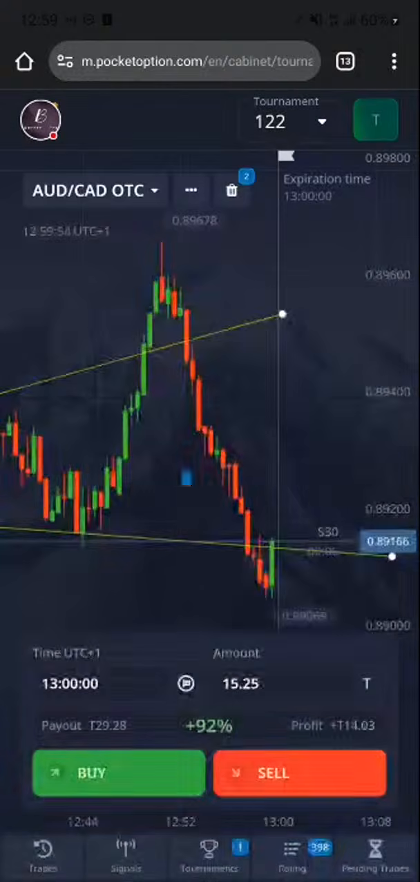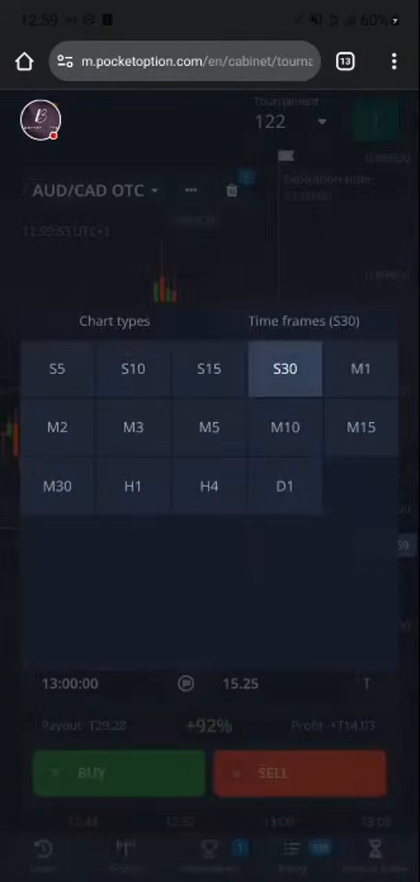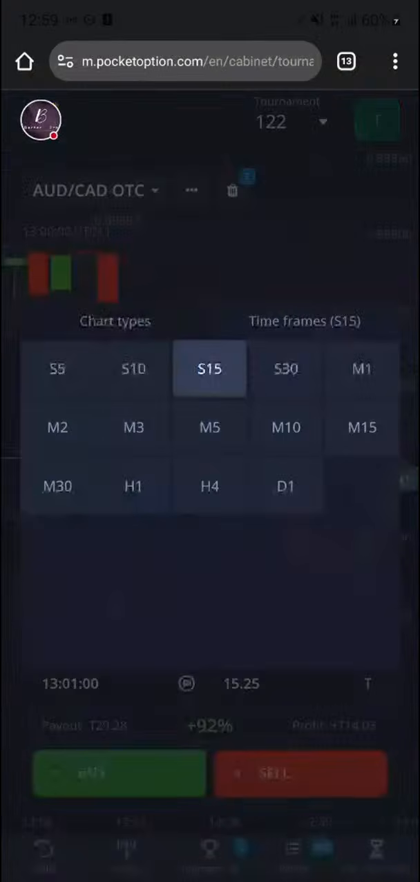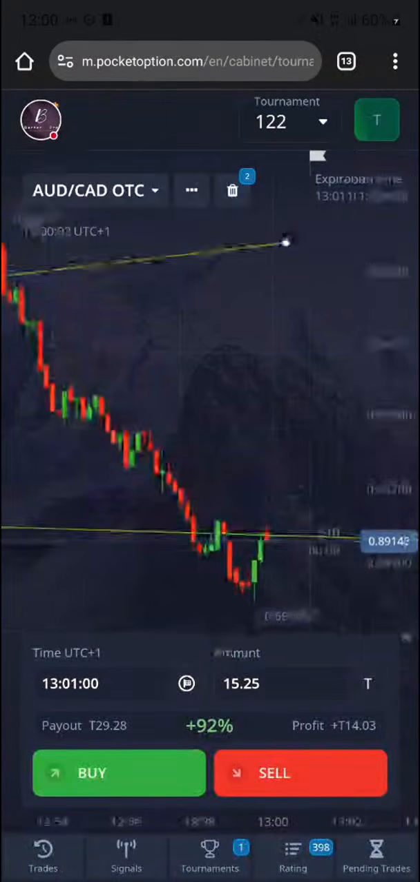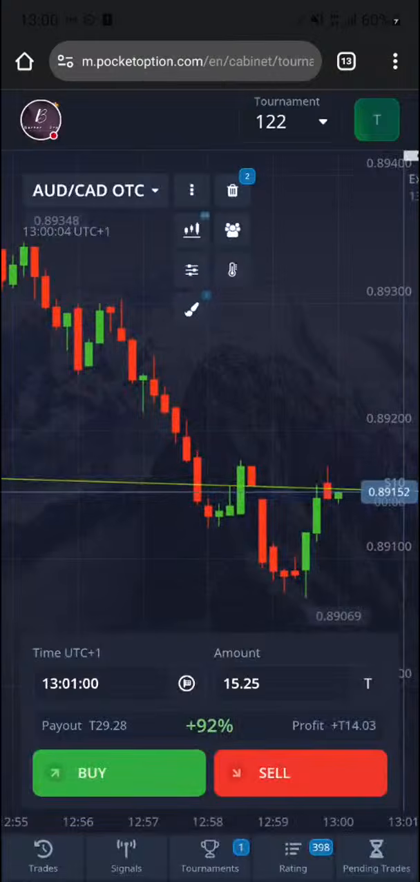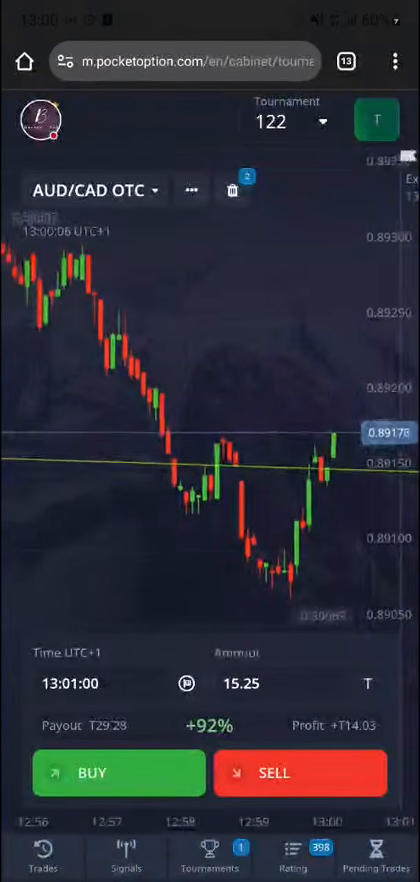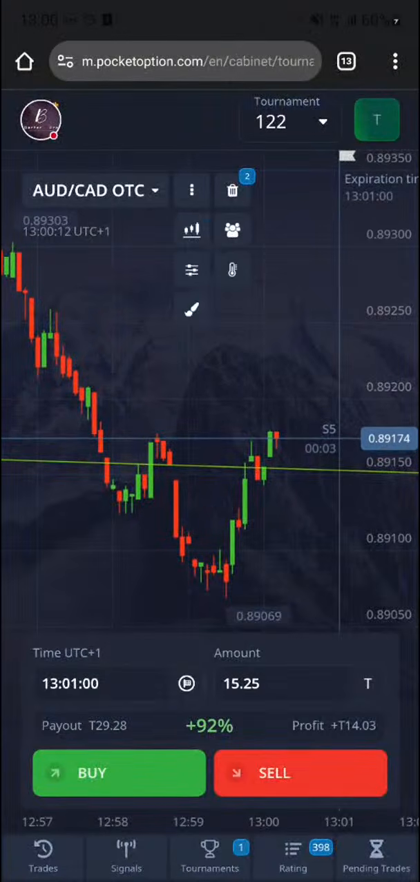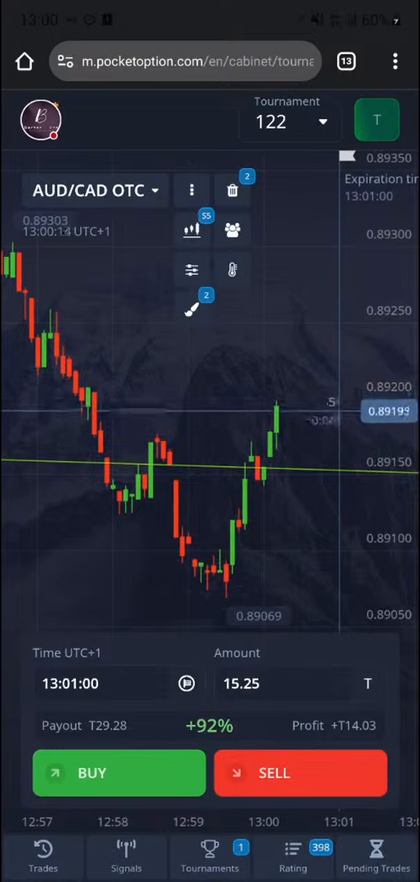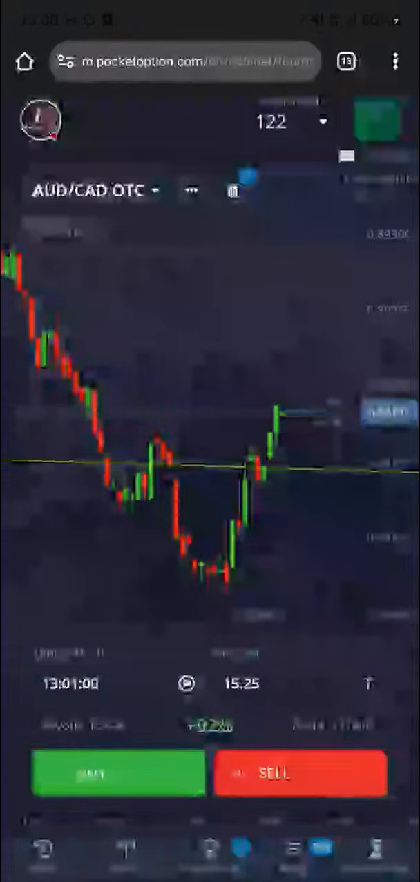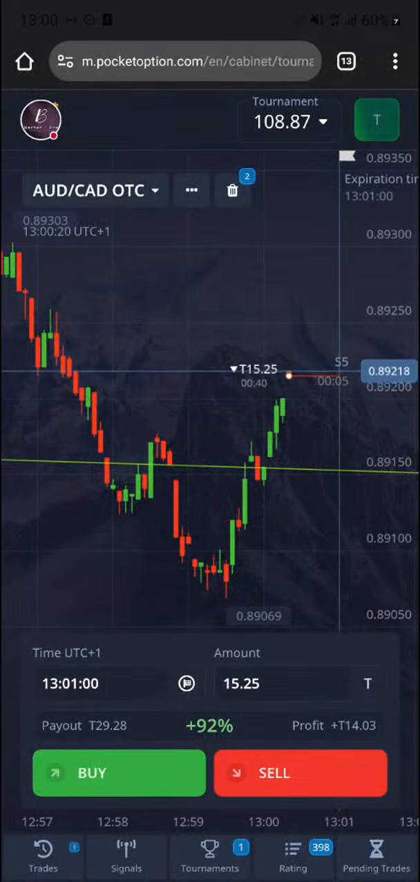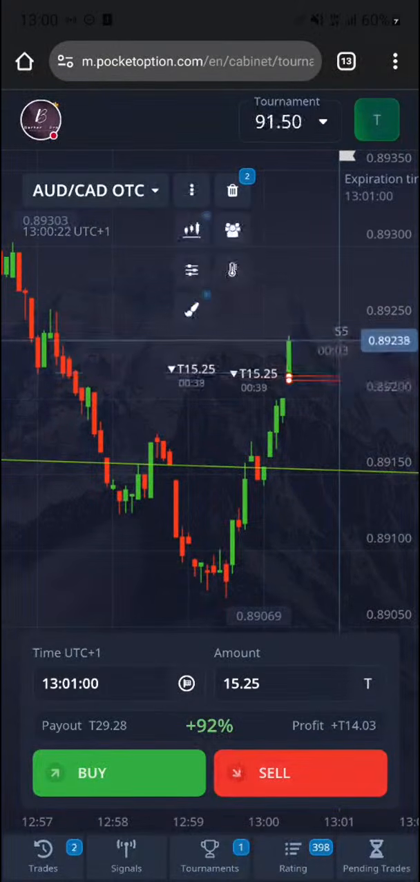Let's check the lower time frame, if we have an entry. Let me check S10. No. Let me check S5. Okay, I found the entry. I'm not sure I'll be able to mark it, but I want to take the trade right on that round number. Okay, let's take it. Okay, let's take the trade now.